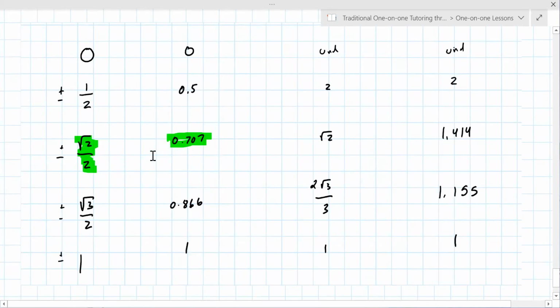So what I'm trying to get you to do is use the calculator, figure out which one it is in this table, and then map it to the correct rational or irrational form. But make sure you put the negative in.